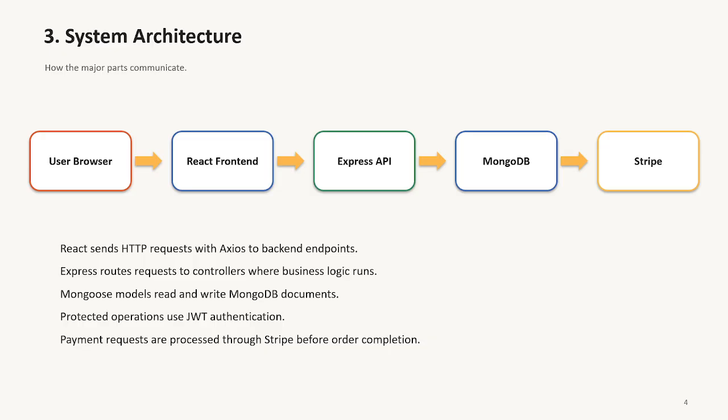So, the complete data flow is: customer to React frontend, React frontend to Express backend, that to controller, that to MongoDB or Stripe, and that to React, and that to customer. This architecture separates the front-end, back-end and database. Because of this separation, the application becomes easier to maintain and update.